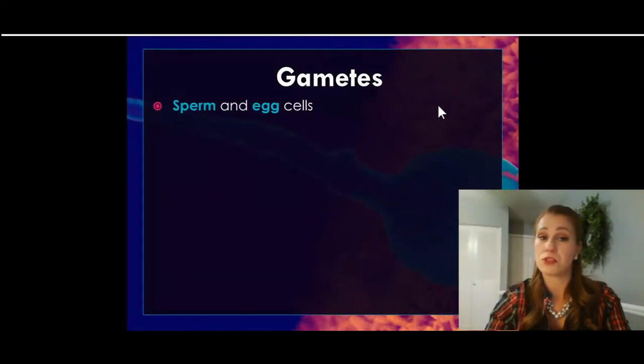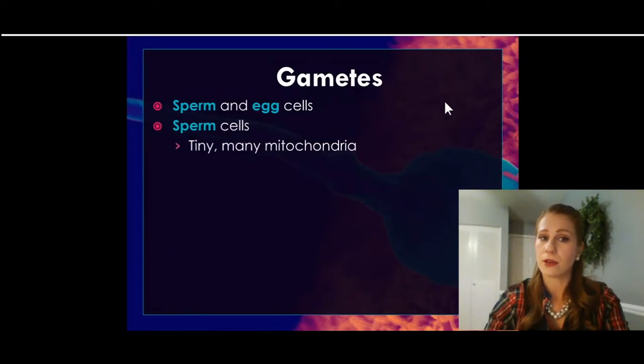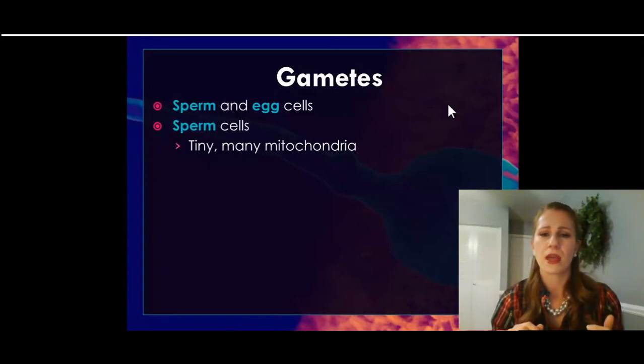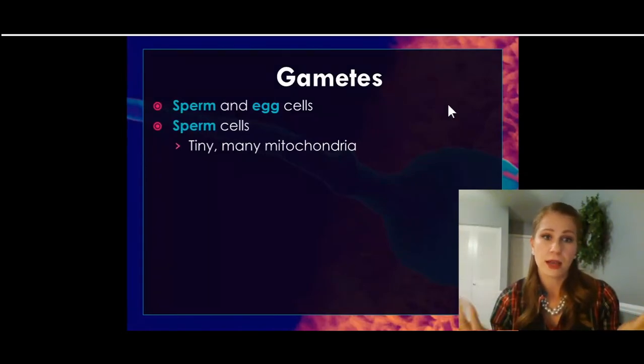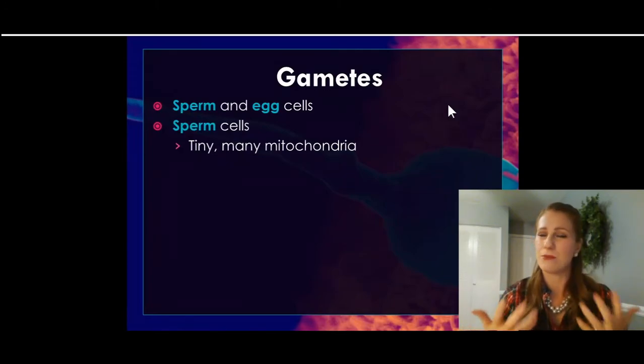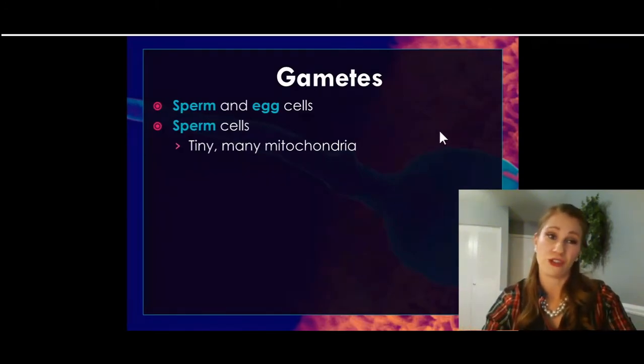These are actually sex cells, or sperm and egg cells. This is something else that your stem cells can be turned into. Sperm cells, they're tiny, but they have many, many mitochondria. Again, remember, mitochondria equals energy, or ATP energy. And that makes sense. Sperm have to travel very, very far to find an egg, so that means that they need more energy to complete that journey.